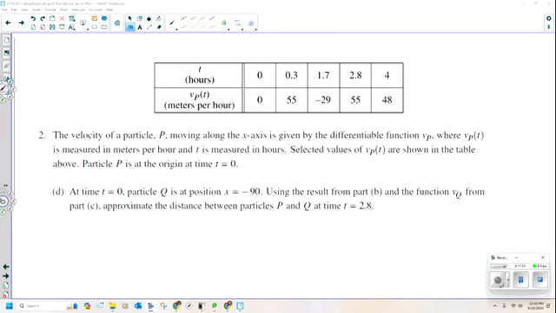Man, problem 2 has been a breeze. This has been very pleasant. Let's see what 2D has in store for us. Let's not count our chickens before they hatch, as they say.